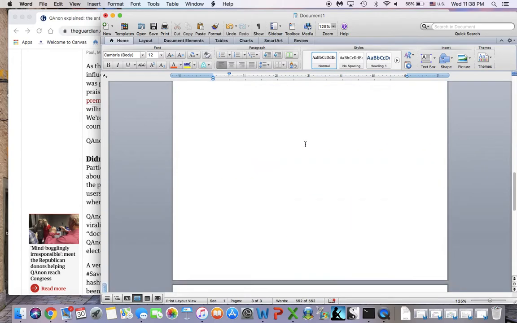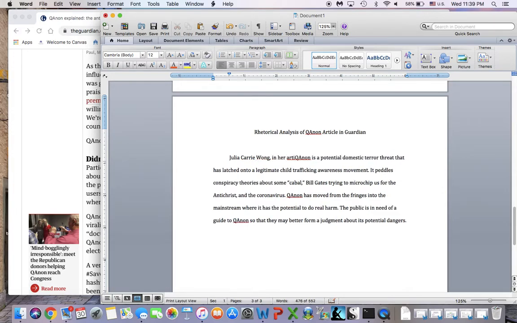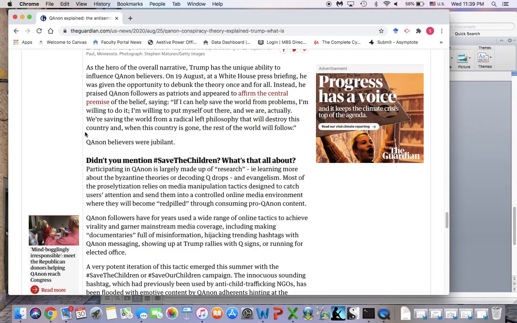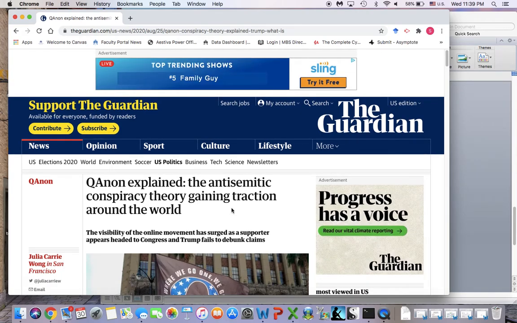Since we know that this is about Julia Carey Wong, and that's who we're talking about, we're going to mention her right up front. So let's just say Julia Carey Wong in her article for The Guardian titled, what was this article titled? Let's go back up here and make sure I get it right. QAnon Explained. We're going to use the short version.